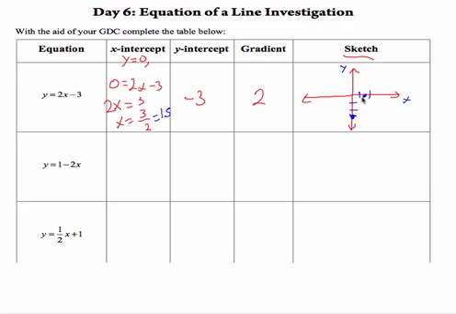My gradient is 2, but actually I have the x-intercept and y-intercept. That's all you need to draw the line. So it's going to look like that. Or you could have used the y-intercept and the slope to also draw the line. Either way.